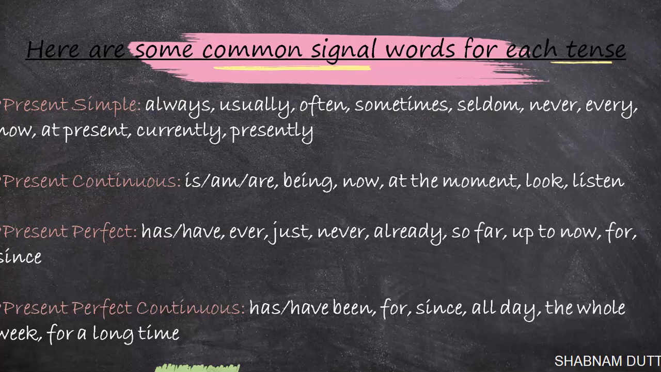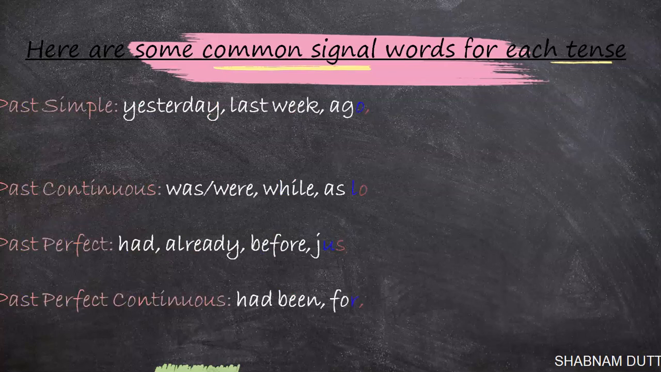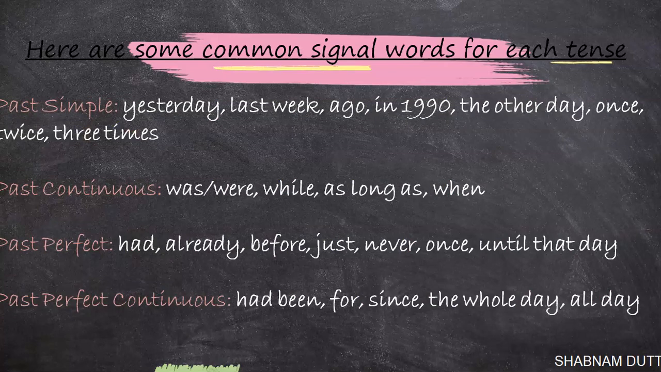Alright? Now, note down the signal words for past tenses. For past simple tense, use yesterday, last week, ago, in 1990 or any past year, the other day, once, twice, 3 times.